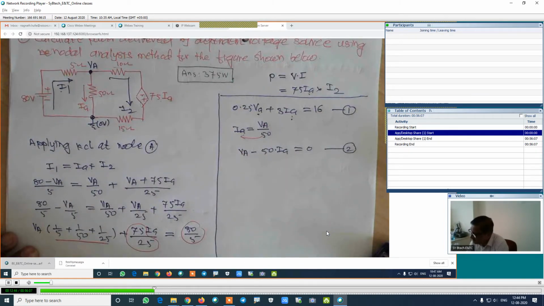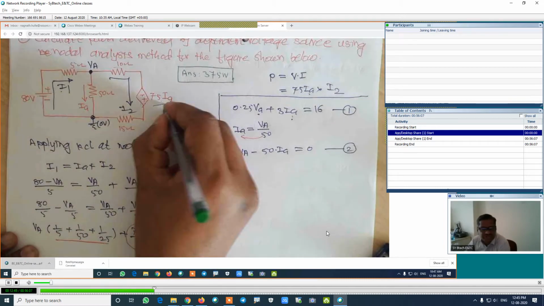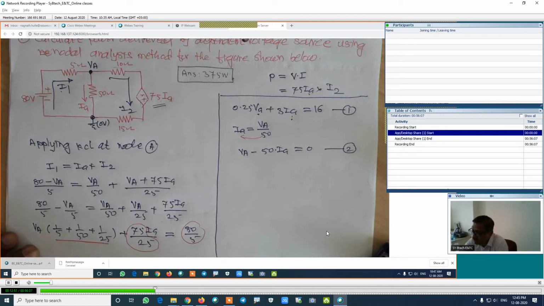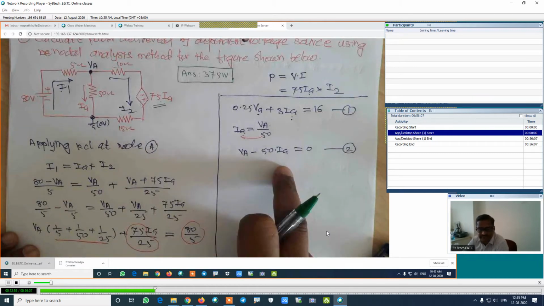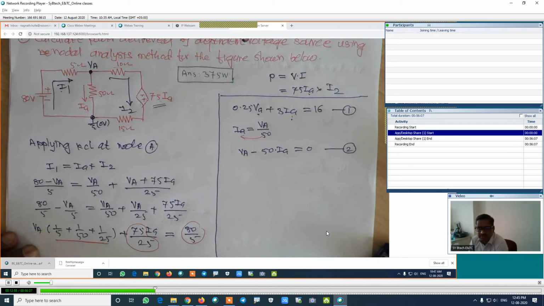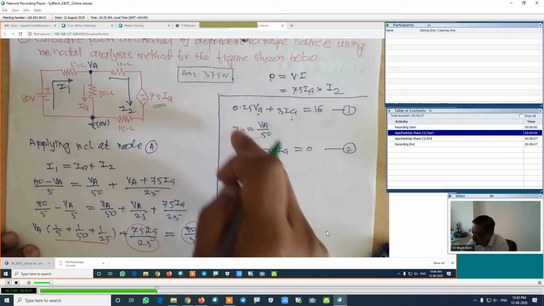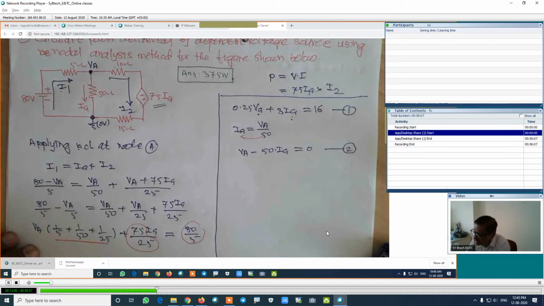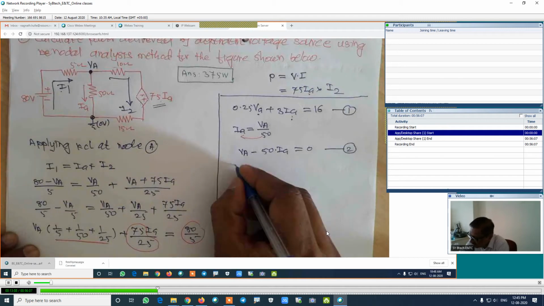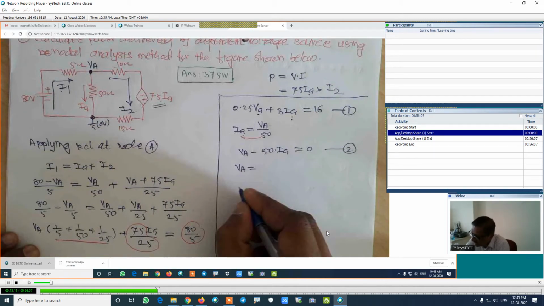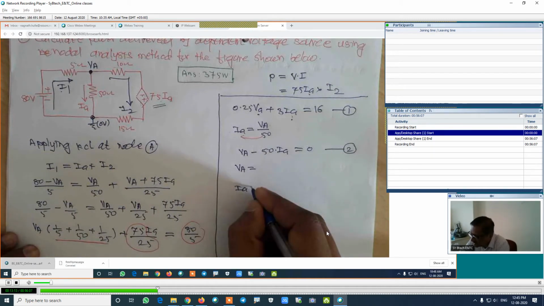Whenever we have a dependent source, generally we have to obtain one extra equation. Then we will go through one or two more problems, so that you are able to get the idea about how to obtain these equations. Is it right? Now we have two equations and two unknowns. Solve these two equations simultaneously and find the value of VA and the value of the unknown IA.